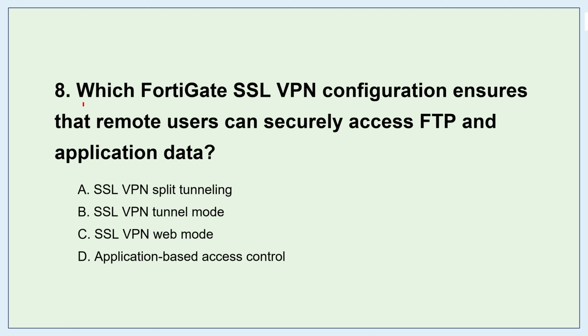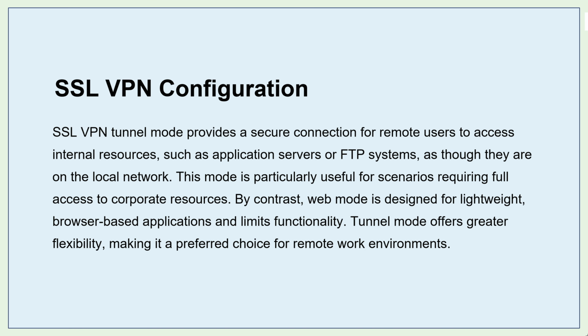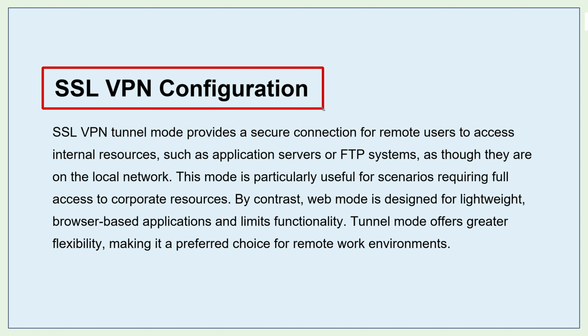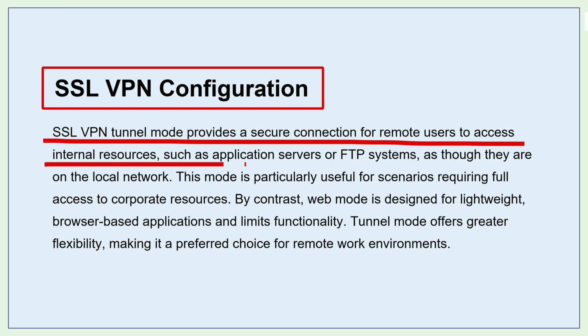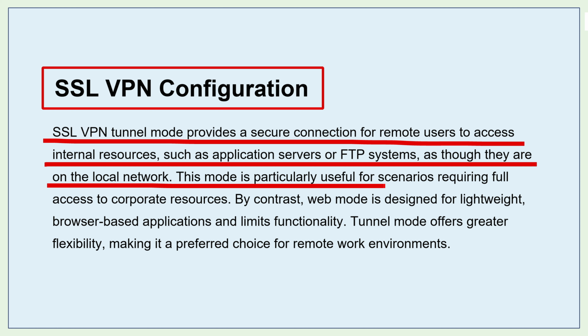Question 8. Which FortiGate SSL VPN configuration ensures that remote users can securely access FTP and application data? The knowledge points of this question are: SSL VPN modes. SSL VPN tunnel mode creates a secure connection for remote users, letting them access internal resources like apps and servers as if they're on the local network. It's perfect for full network access, unlike web mode, which is more limited.